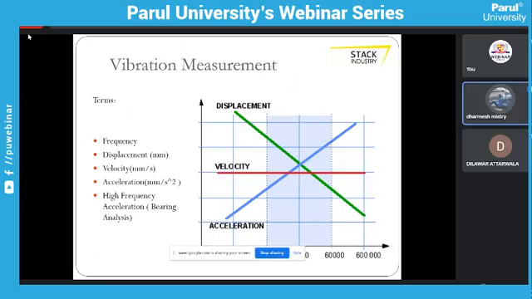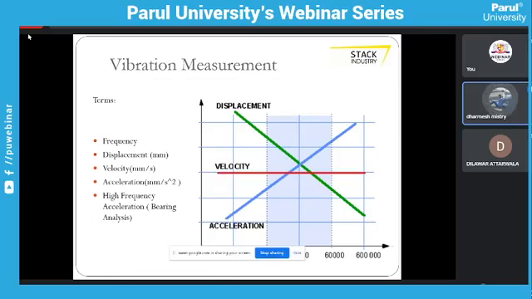Displacement is, for example, when we are starting a car. There will be some vibration on it, which can be easily seen by the eyes. The machine will be vibrating a lot more, around 1 mm, 2 mm, 3 mm, 4 mm, and we can easily see that vibration. That range of vibration measurement is called displacement measurement.